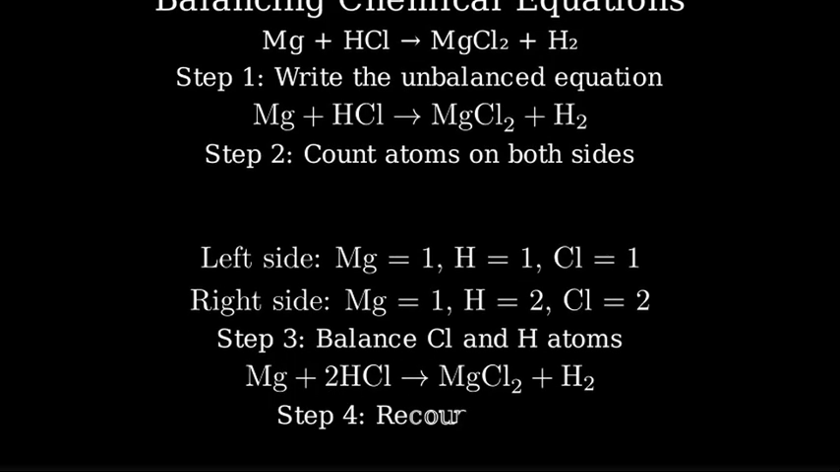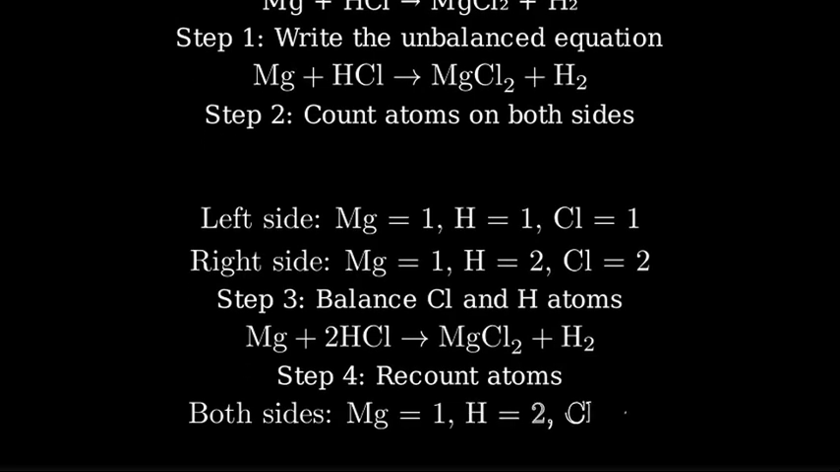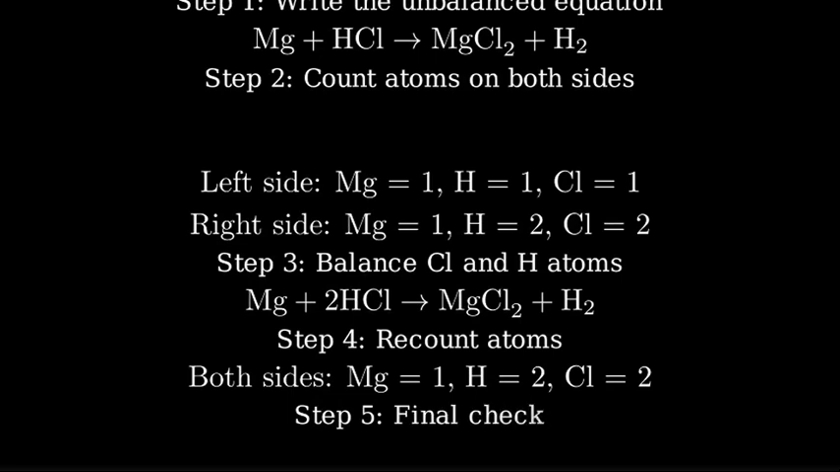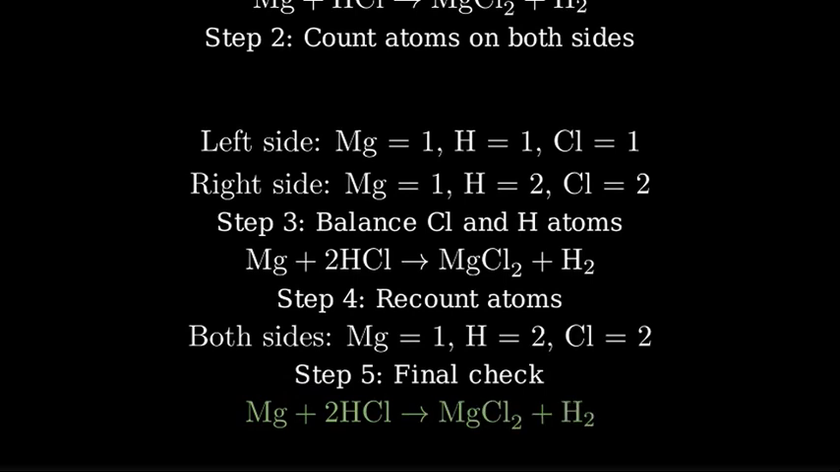Let's recount the atoms to verify if all elements are now balanced. On both sides, we now have one magnesium atom, two hydrogen atoms, and two chlorine atoms. Finally, let's do a final check to ensure everything is balanced. We can see that the equation is now balanced with one magnesium atom, two hydrogen atoms, and two chlorine atoms on both sides. Let's visualize this balanced equation.